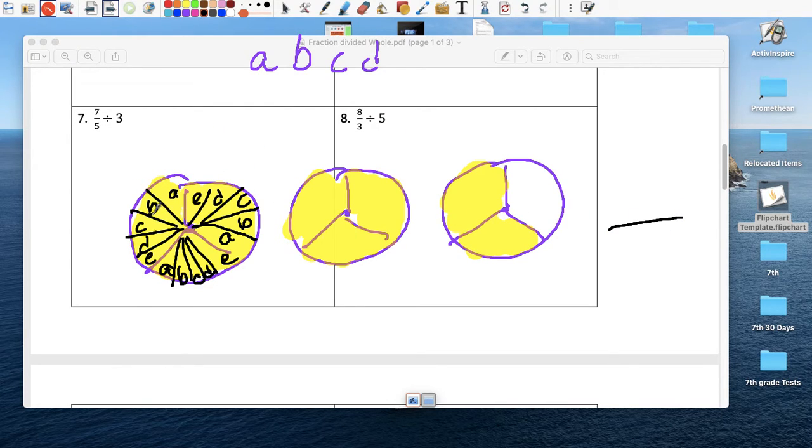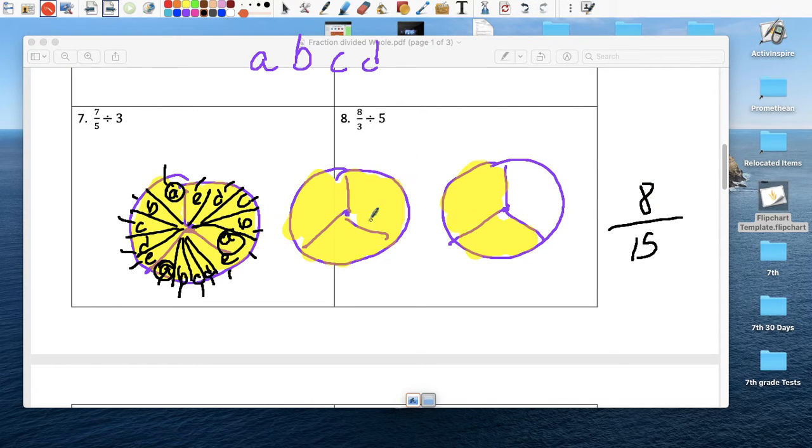So how many total pieces do I have here? Let's count the total. 1, 2, 3, 4, 5, 6, 7, 8, 9, 10, 11, 12, 13, 14, 15. So we know it's out of 15. Right? So person A in this one, he got 1 circle. 1, 2, 3. He's gonna get another one here. 4, 5, 6, 7, 8. So he's gonna get 8 out of 15.